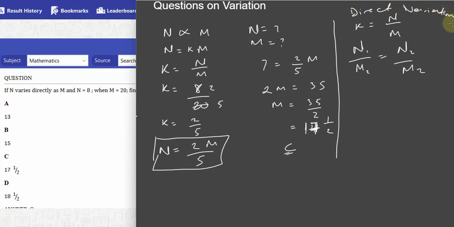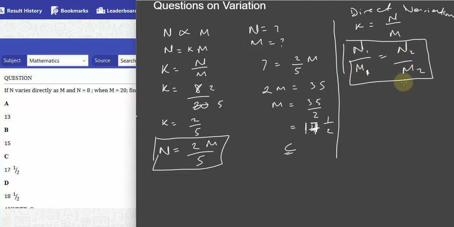So what this means is you can avoid looking for the constant by just using this formula. If you use this formula, you can get the value of any of the unknowns, given this is n1 over m1 equals n2 over m2. So you can look for any of them, given you know the order.